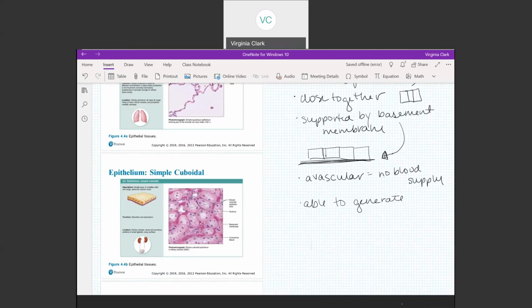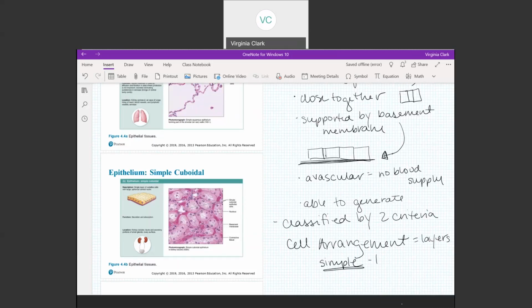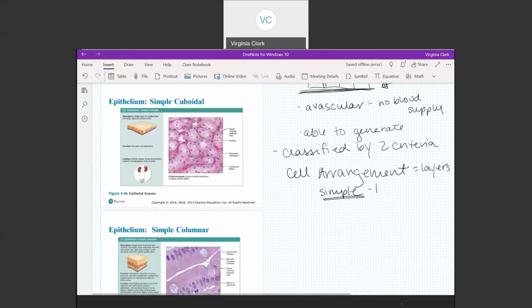When you're looking at your epithelial tissues, they are going to be classified by two specific criteria. The first one is going to be the cell arrangement. This is just a fancy way of saying how the Legos are put together into how many layers. So the cell arrangement is going to mean layers. You can have a simple arrangement, which is one layer, or you can have a stratified arrangement. A stratified is essentially more than one, two plus.